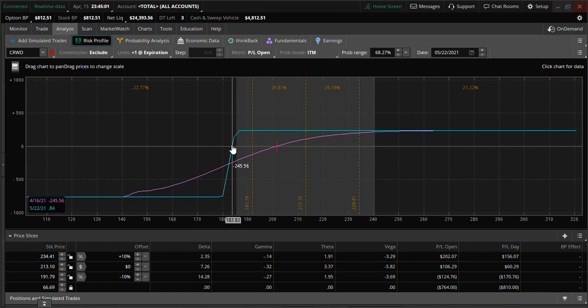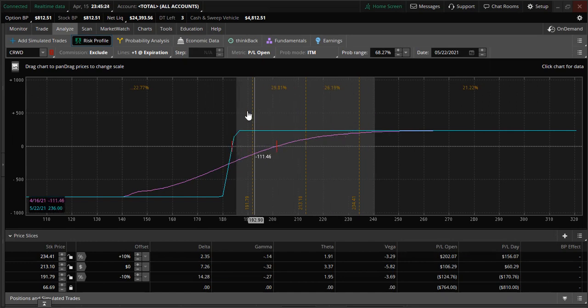price. So even though I have a 185, 180 put spread, my break-even point, or where I start to lose money, is at 183.82, which is the put strike that I sold minus the credit that I receive.